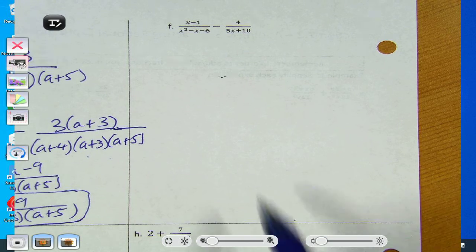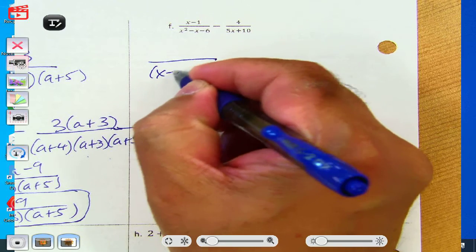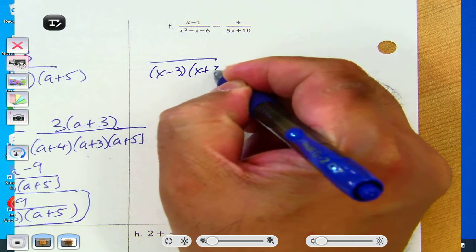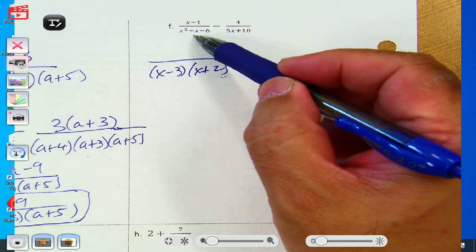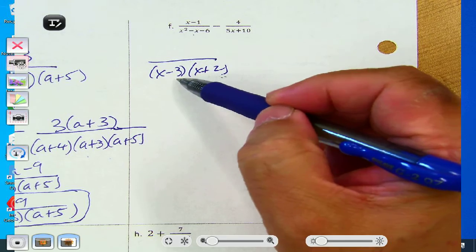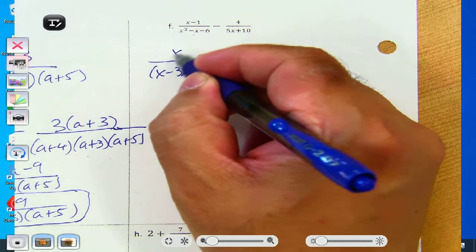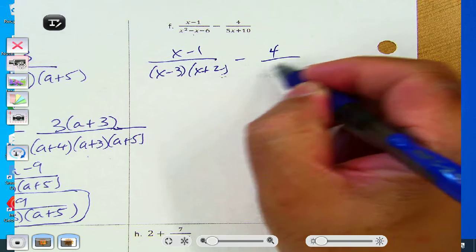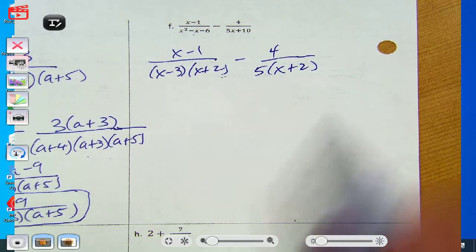Alright, so factor x squared minus x minus 6. That will be x minus 3, x plus 2. Right? What are the factors of negative 6 that combine to make negative 1? So that's why it's negative 3 times 2 is negative 6. Negative 3 plus 2 is negative 1. Copy the numerator. The denominator has a common factor of 5. So I factor out a 5.